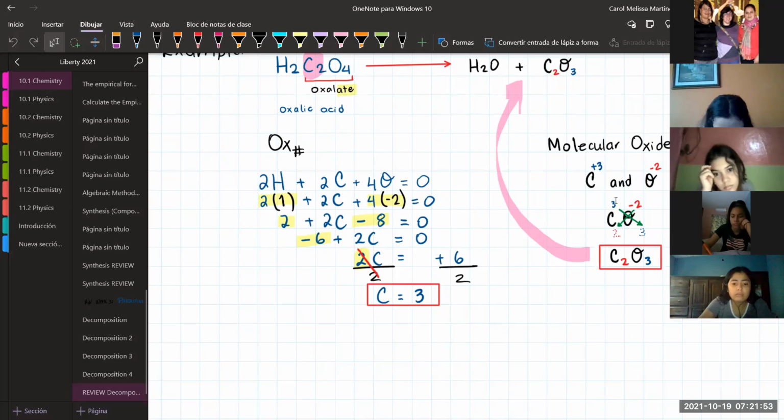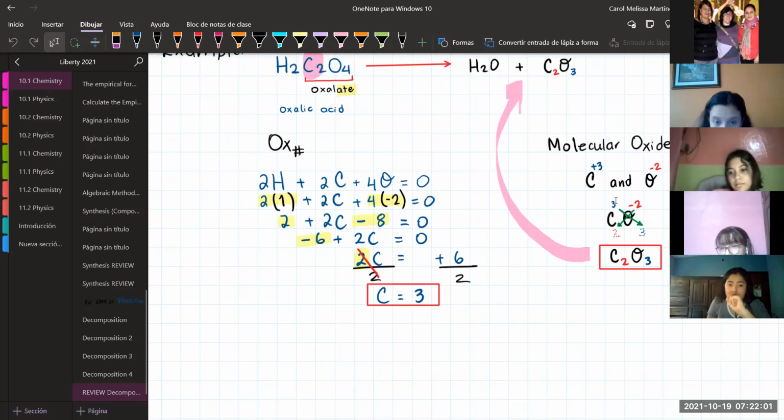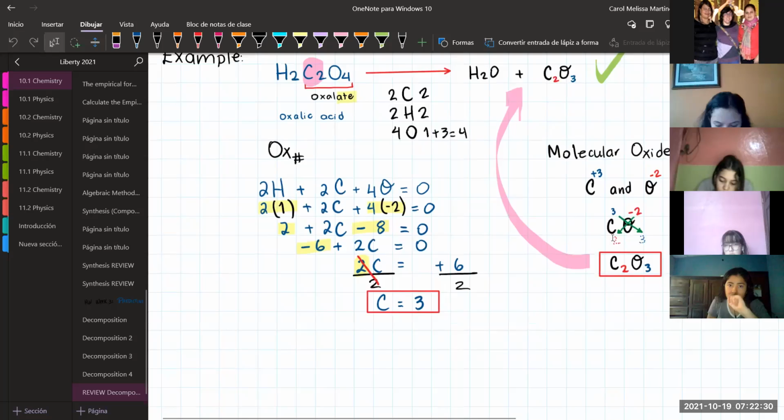And now, what I have to do is check if the equation is balanced. It's already balanced. It is balanced because you have two carbons on the left, two on the right. You have two hydrogens on the left, two hydrogens on the right, and you have four oxygens on the left, and 1 plus 3, four oxygens on the right. So we say that this equation is already balanced.